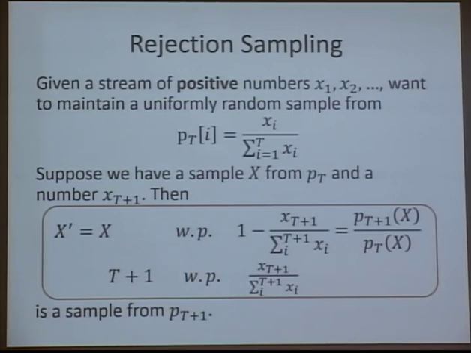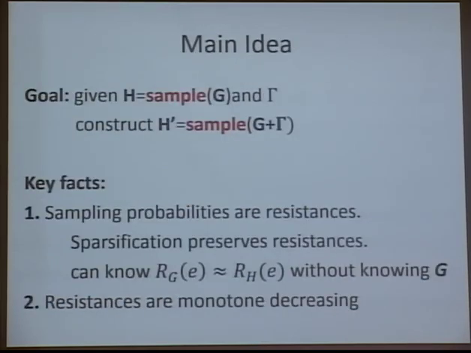If the numbers are negative, this doesn't work, right? If the numbers are negative, then the probability for an element could increase as time goes by. And if I've already thrown it away, I'm out of luck, right? So if you have a bunch of positive numbers, you can do it. So basically, I'm going to try to do the same thing for my resistance sampling.